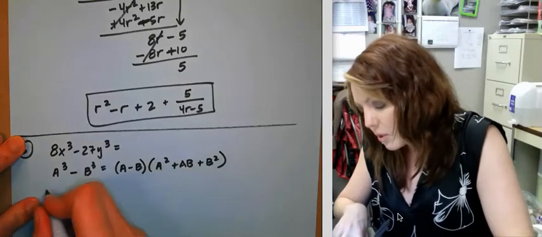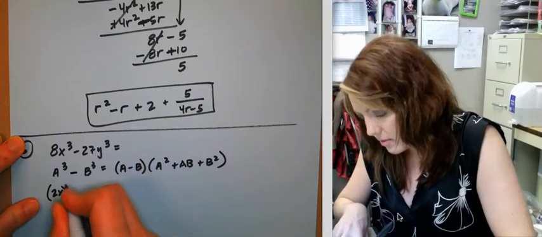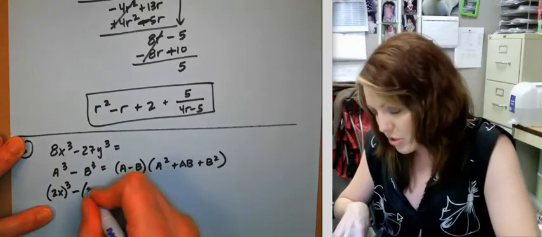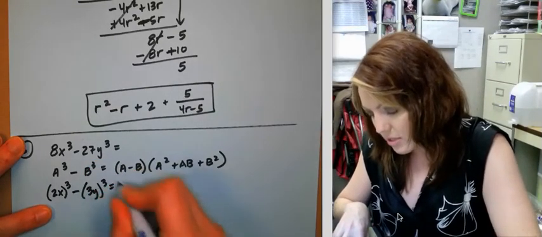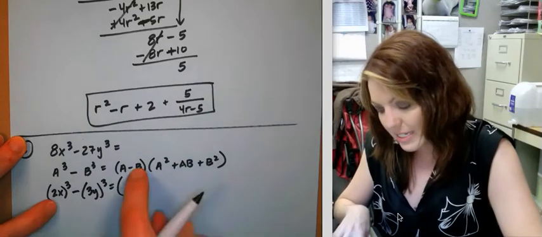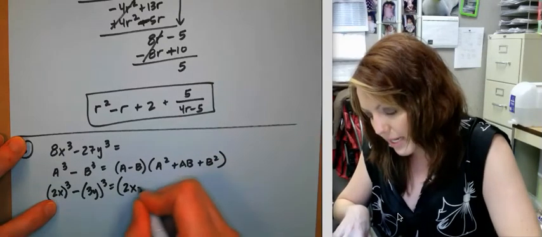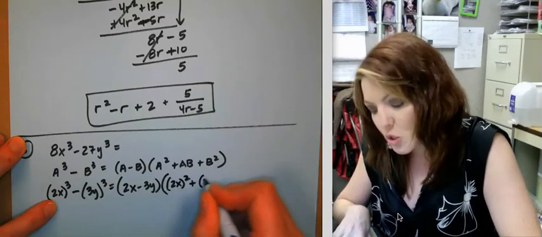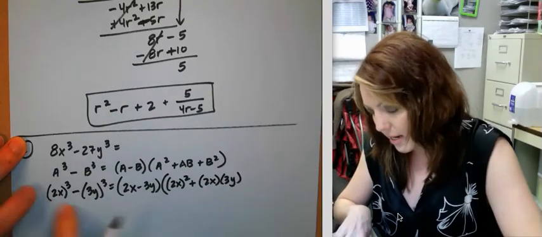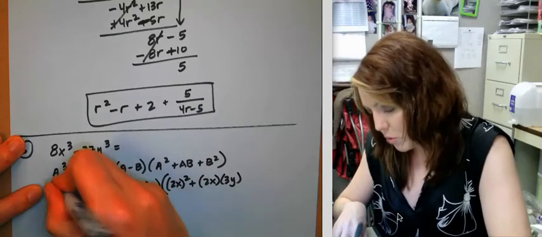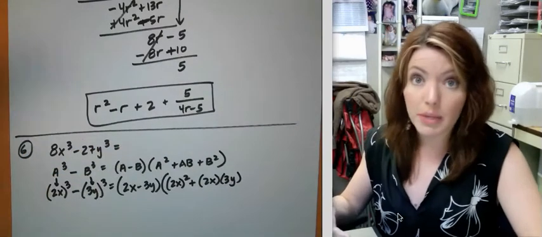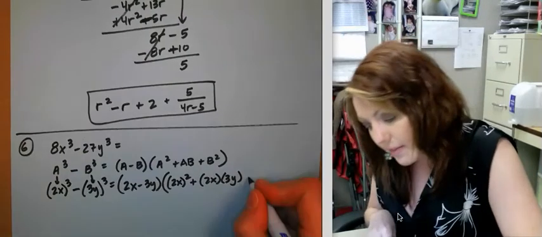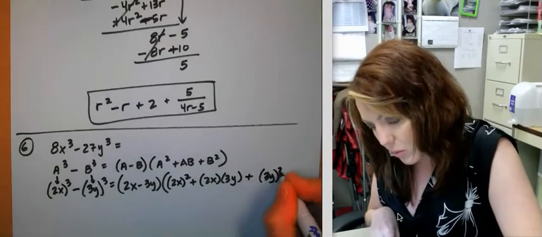So the cubic root of 8x cubed is 2x. So we write that as 2x cubed. The perfect cubic root of 27y cubed is 3y. And all we're doing is we're substituting these into this expression. So we get 2x minus 3y times 2x squared plus 2x times 3y. Again, a is 2x, b is 3y. So you're just literally replacing all the a's and b's in this expression with 2x and 3y. And then the last one is 3y squared.